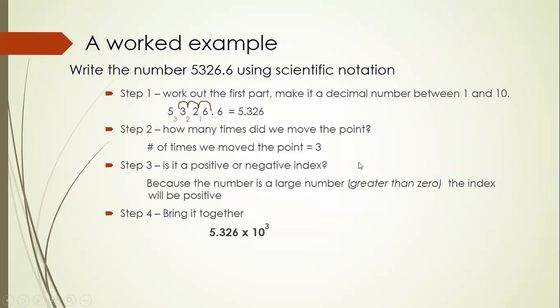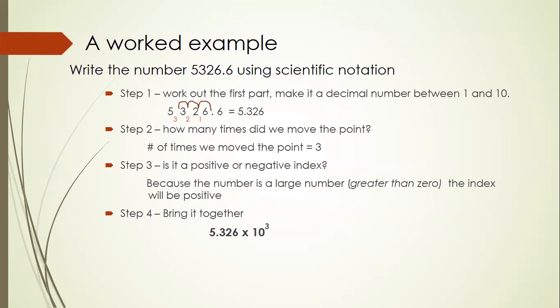Here's a worked example. You're required to write the number 5,326.6 using scientific notation. Let's look at the steps. Our first step is to work out the first part, which makes a decimal number between 1 and 10. Taking our original number 5,326.6, we're going to move this decimal point 3 times to the left in order to get it just in front of 5. We want it in front of 5, so we get this nice small number that's between 1 and 10.